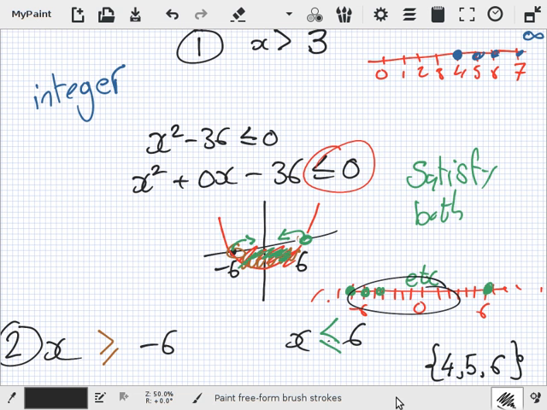Now you see, that's a little bit tricky. It's a little bit tricky to put those answers together at the end. Okay, so I'll finish. This is the answer. X could be 4, 5, or 6. So I think you should draw the number line, or write something down.